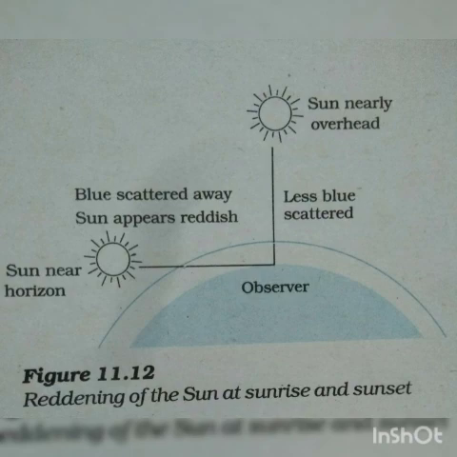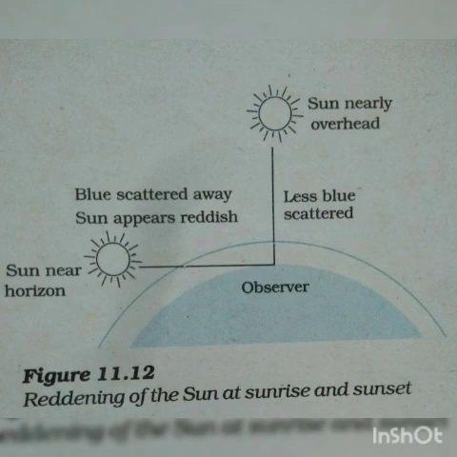So the red color of the white light deviates the least, so it travels a larger distance at the horizon before reaching the earth. However, light from the sun overhead travels a relatively shorter distance.